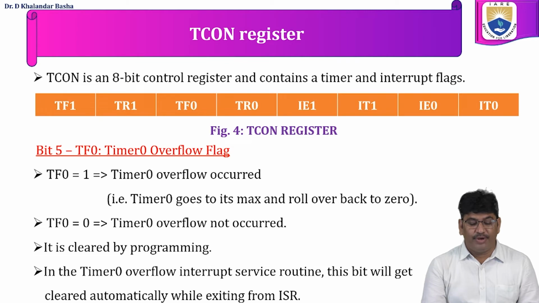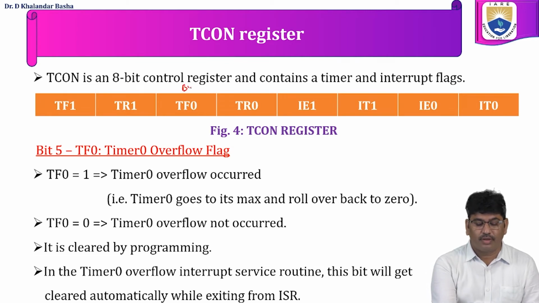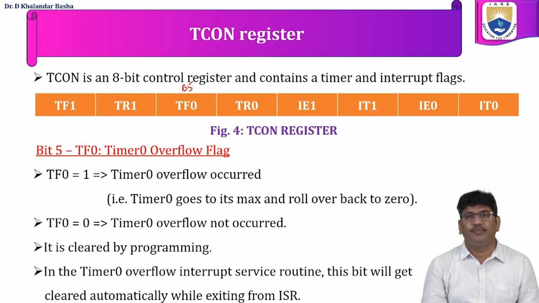The next bit is bit 5, which is TF0, the timer 0 overflow flag. Whatever count you have loaded into the timer 0 registers, whenever it overflows from the maximum value to 00, this overflow will occur. If TF0 is equal to 1, it indicates the timer 0 overflow has occurred. That indicates timer 0 went to its maximum and rolled back to 0.